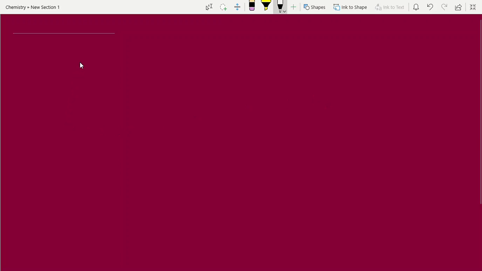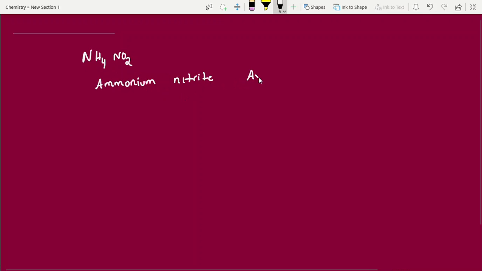What I gave: ammonium nitrite, NH4NO2. Clear? Here, what I asked is the average oxidation state of nitrogen. So I gave two methods to you. Any method you can follow.